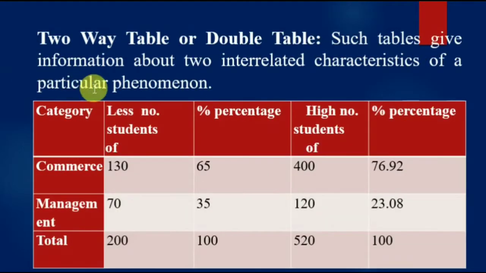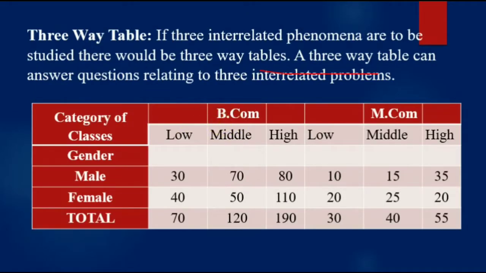In the previous one, we said there were only two interrelated characteristics, and when we say three, there are three interrelated phenomena to be studied in a three-way classification. So in a three-way table, we answer questions relating to the three interrelated problems. Here, one classification is based on gender, and again within gender, there is M.Com and B.Com, based on which they classify again. So three interrelated classifications are being done; that is a three-way classification or three-way table.